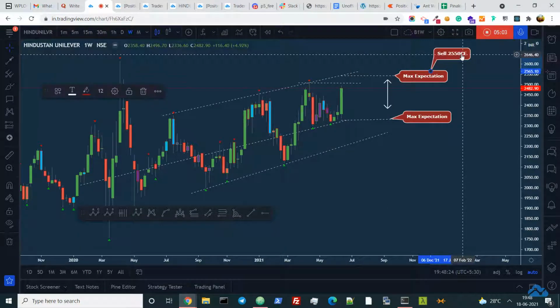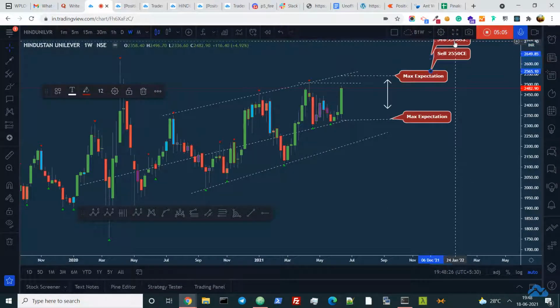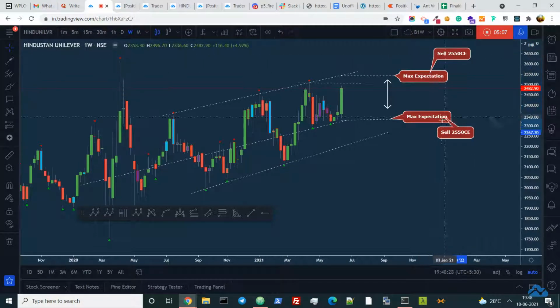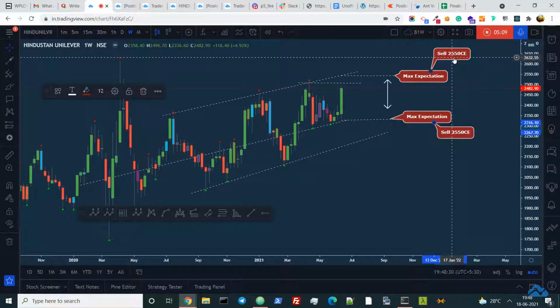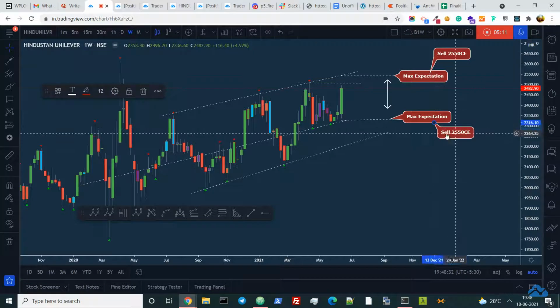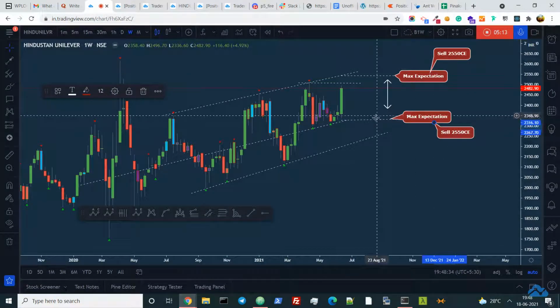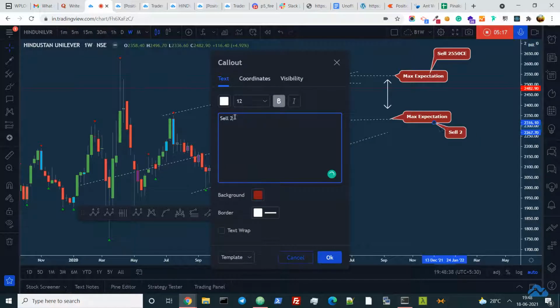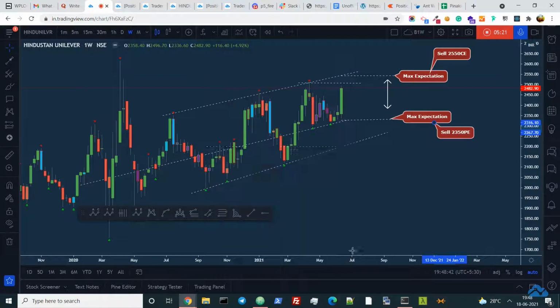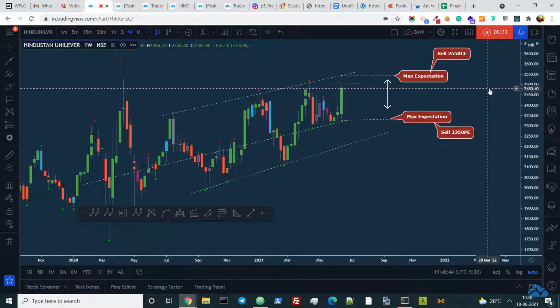And when to close this: if it is breaking by closing basis, I'll just close it. Like if it closes above this point 2550, or if it is closing below this point 2300, I'll just keep it slightly bullish. I'll just close the trade. So that is my stop loss. So let's see what happens next.